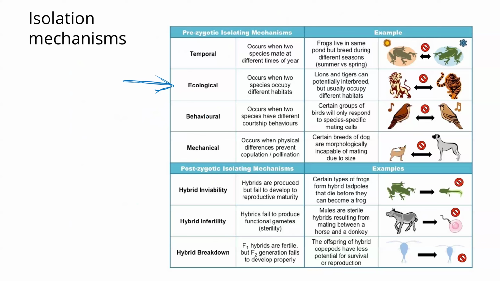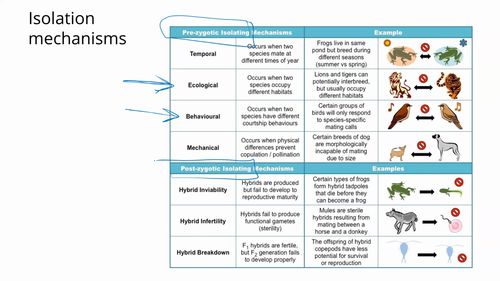Behavioral, this would be with the bats. We've got different mating calls. Mechanical, so certain breeds of dogs can't mate, Chihuahua and a Great Dane, or sometimes snails have different shells that go in different directions and they can't physically mate. This is pre-zygotic. This is before fertilization occurs. Post-zygotic is after fertilization occurs.